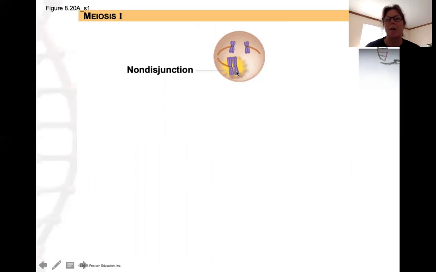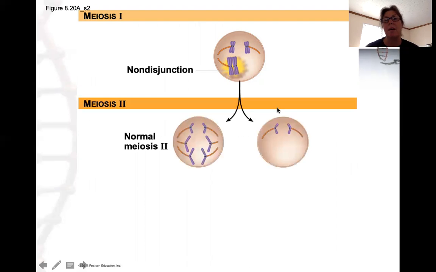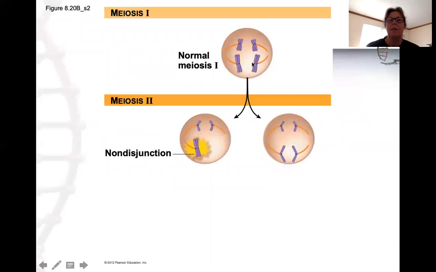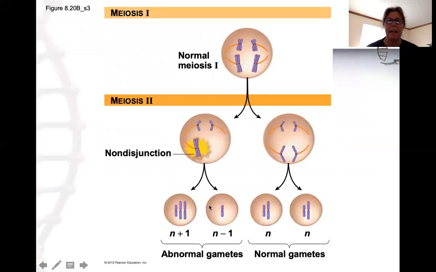So here we have a picture of non-disjunction. Those homologous chromosomes did not separate, and now notice we're going to have 3 chromosomes going to the left and only 1 to the right. And now we're going to split the sisters up like we normally would. And now we have these 2 gametes here have too many chromosomes, and these 2 gametes here have not enough. So here our divorce happens just fine, but the sisters failed to separate. And again, we're going to have a gamete with too many, one with not enough, but actually this side, we get some that are normal.